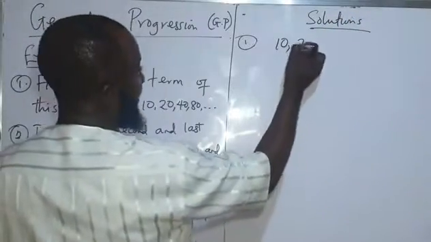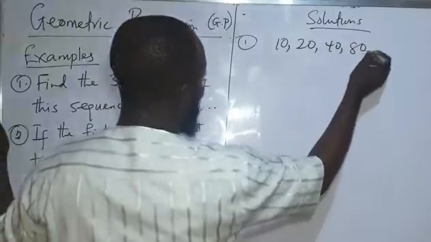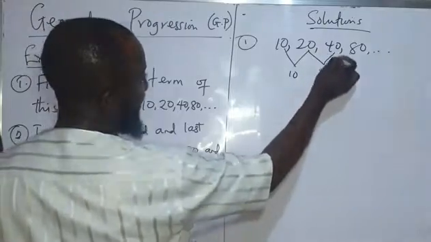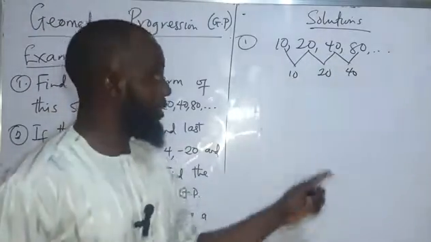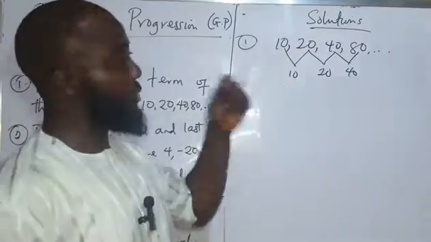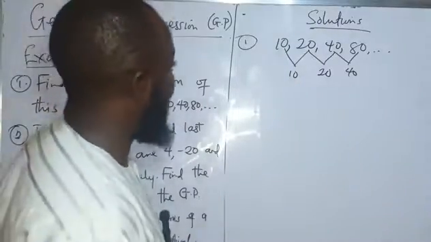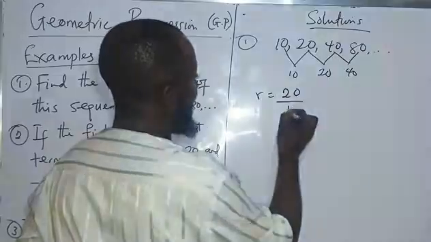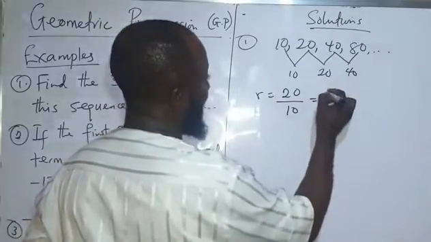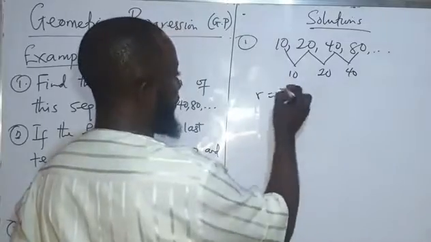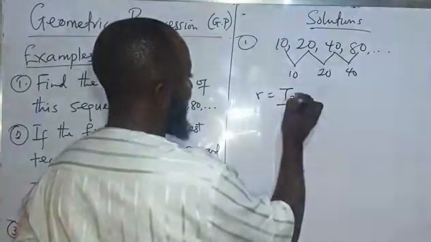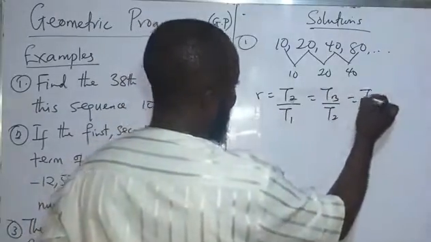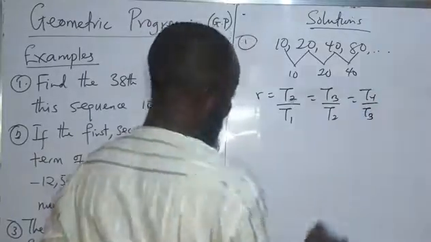We have 10, 20, 40, 80. The difference between this and this is 10, while between this one is 20, and this one is 40. So that means this is not an AP. So it's going to be a GP. So what is going to be the multiplying factor? To get the common ratio, the second term divided by the first term must equal the third term divided by the second term, which must equal the fourth term divided by the third term. Exactly, which must be the same.